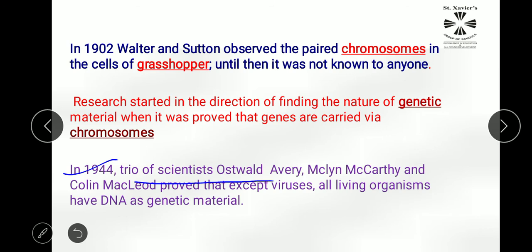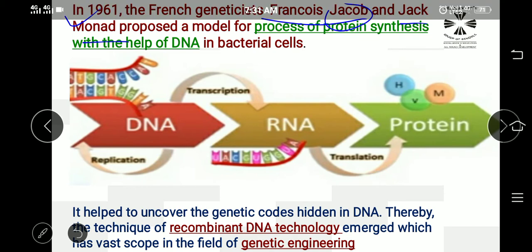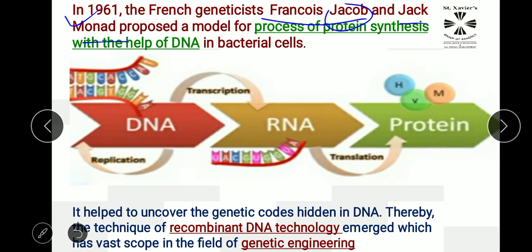Later on, in 1944, a trio of scientists, Oswald Avery, Maclyn McCarty, and Colin MacLeod, proved that except viruses, all living organisms have DNA as genetic material. Later, in 1961, the French geneticists Francois Jacob and Jacques Monod, these two scientists, students, proposed a model for the process of protein synthesis with the help of DNA in bacterial cells. What they said: DNA is there in the nucleus and produces RNA, and with the help of RNA, proteins are synthesized.